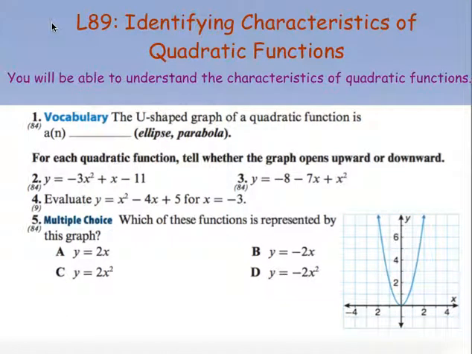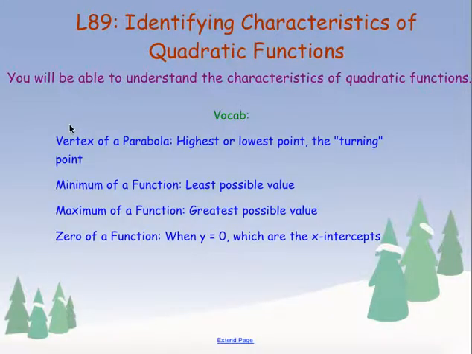Algebra 1 Lesson 89, we are looking at our quadratic functions and looking at the graph on our coordinate grid, especially looking at some of the characteristics. Some of the vocab words that we're going to be using is vertex of a parabola. This is the highest or lowest point of the parabola, and it's the turning point, meaning if we have a parabola that is upside down, we are talking about that point where it stops increasing and it's now decreasing. Or if it's right side up, the point at which it's decreasing and then increasing.